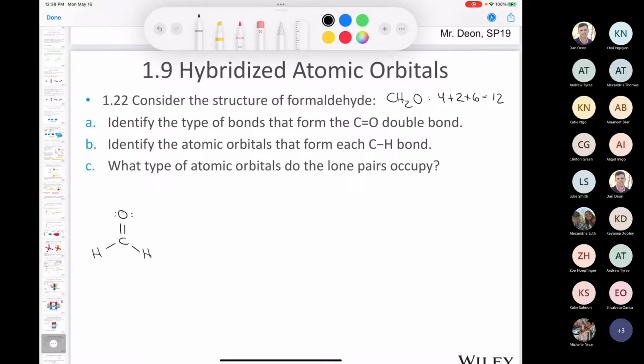And again, it's not a trick question. Three, yeah, absolutely. Three sigma bonds. So we've got 1, 2, 3 sigmas, and thus the last bond must be a pi bond. So we have 3 sigmas and 1 pi. We're not really worried about the hybridization of the hydrogens because hydrogen only ever forms 1 bond, and so it just has a 1s1, and this is a 1s1.